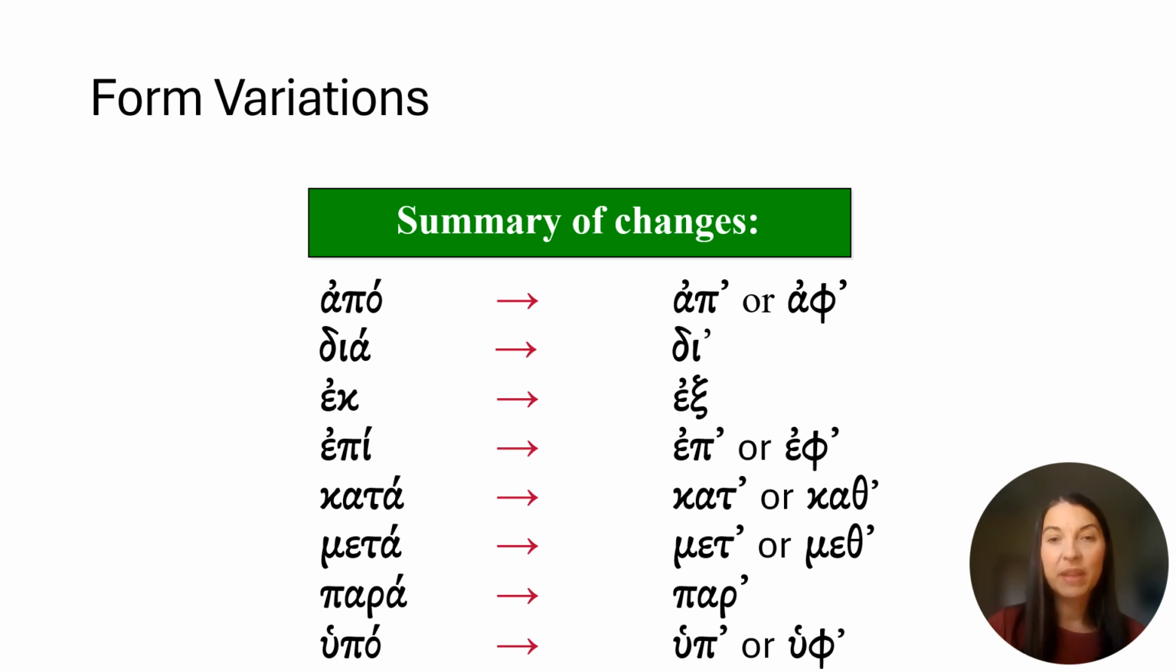Apa can become ap or af. Dia can become di. Ek can become x. Ebi can become ep or f. Kata can become kat or kath. Meta can become met or meth. Para can become par. And upo can become up or uf.